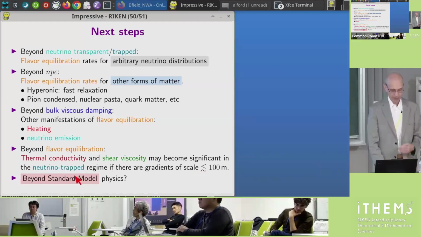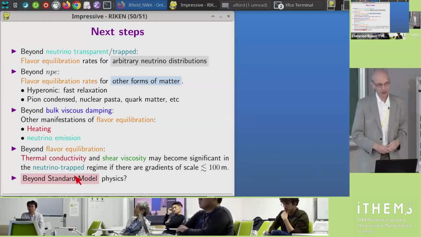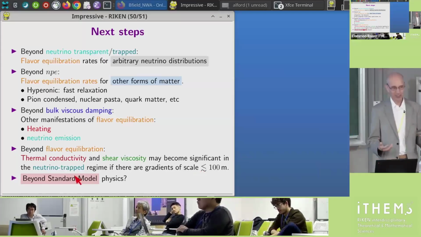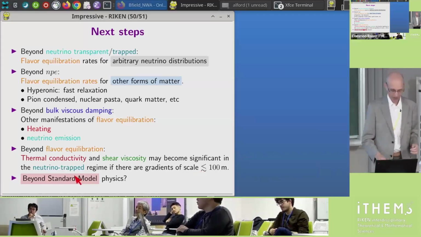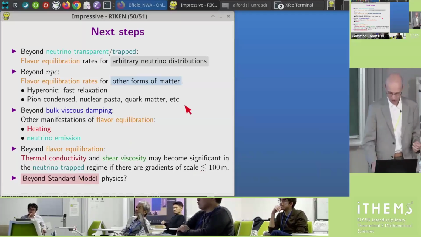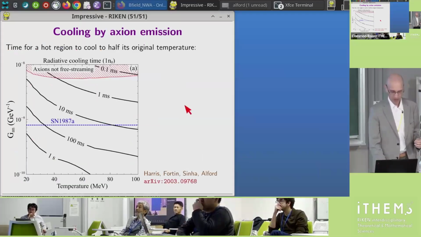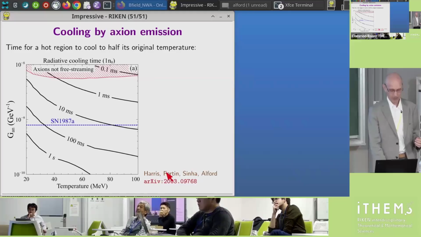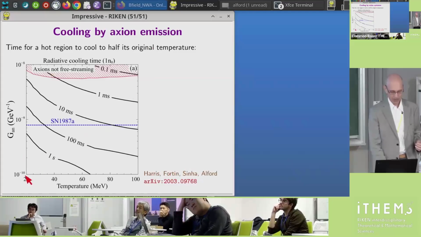And finally, I want to say, while we're going beyond things, you can go beyond the standard model, and you can look at things like axions. And there are various examples of this, but I'm just going to show one as a sort of coda or postscript here. And this is some work done by my former grad student, Stephen Harris, in collaboration with these other beyond standard model phenomenologists. And he looked at the cooling by axion emission in a merger. Here's the temperature, the hottest temperatures you get in mergers, tens of MeV.